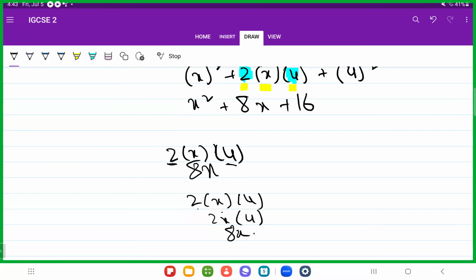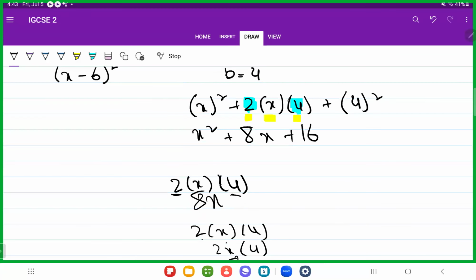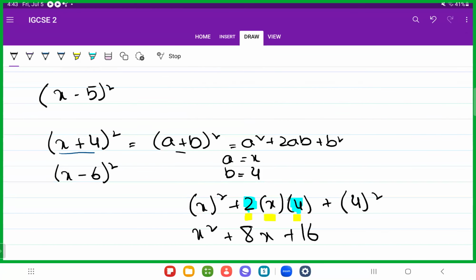Miss, for the third question, when we rewrite the equation or the formula, do I put minus 6 or do I just put 6? No, you just put 6 as b because minus is already given in the formula. So just put the constant, which is 6, not the sign.